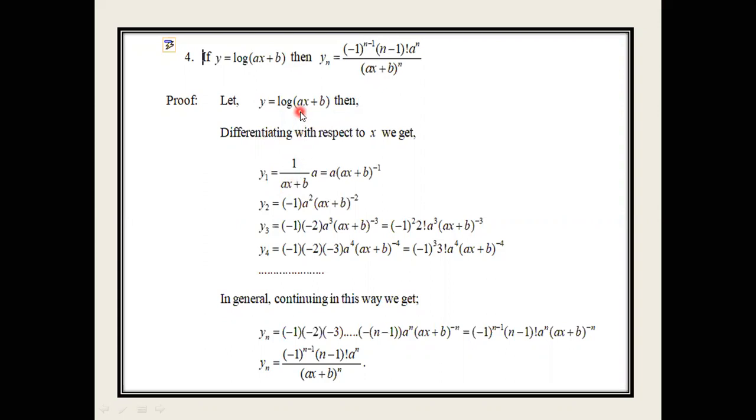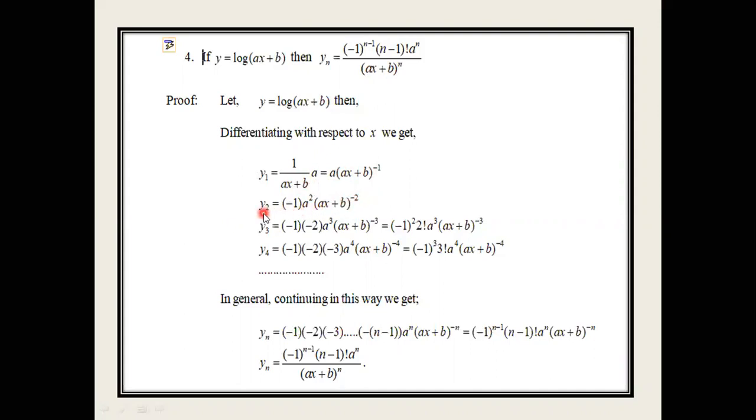Now if I have to take the derivative of log, it is very simple: 1 upon this angle, meaning ax plus b, into the derivative of this function, which is a. Now when you simplify the term, a as it is, ax plus b raised to power -1, because this 1 upon ax plus b is nothing but ax plus b raised to power -1. If we look at this, it is the same type as our previous result, so let us apply the same process here.